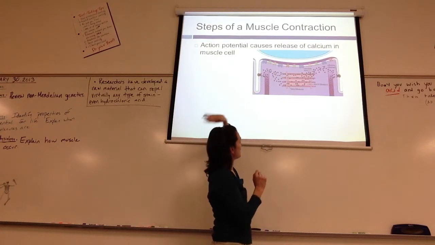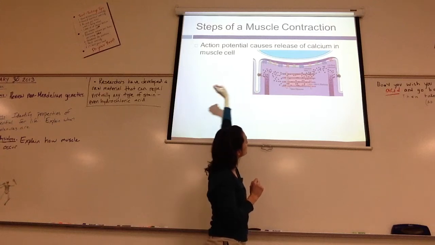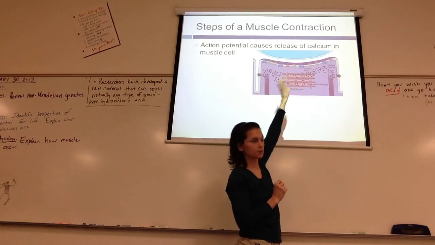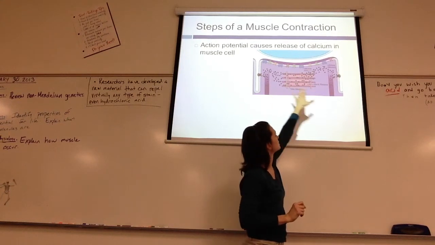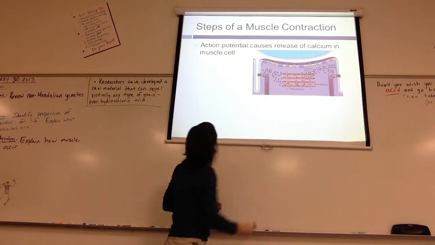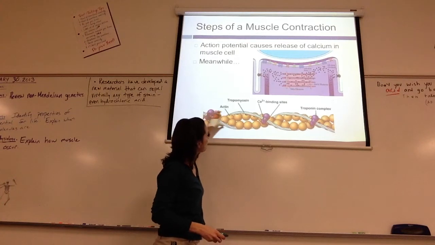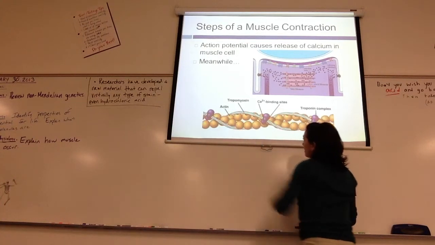Okay, so the calcium comes out of the sarcoplasmic reticulum and it starts flooding the inside of the cell where these sarcomeres are. So once it starts to come in, it's going to come in contact with our actin.